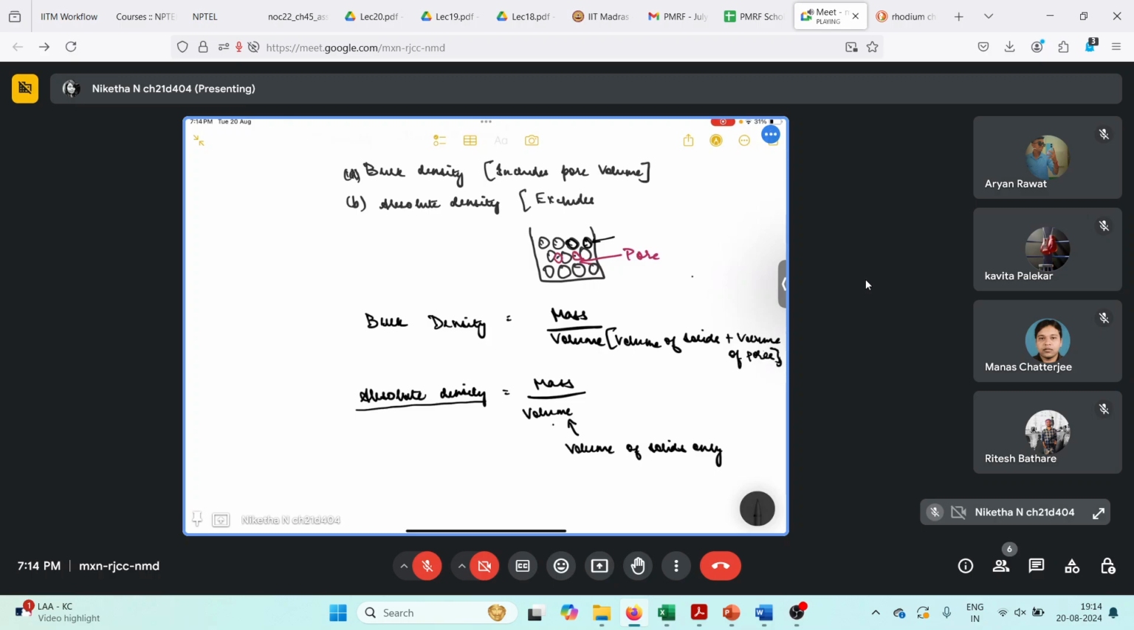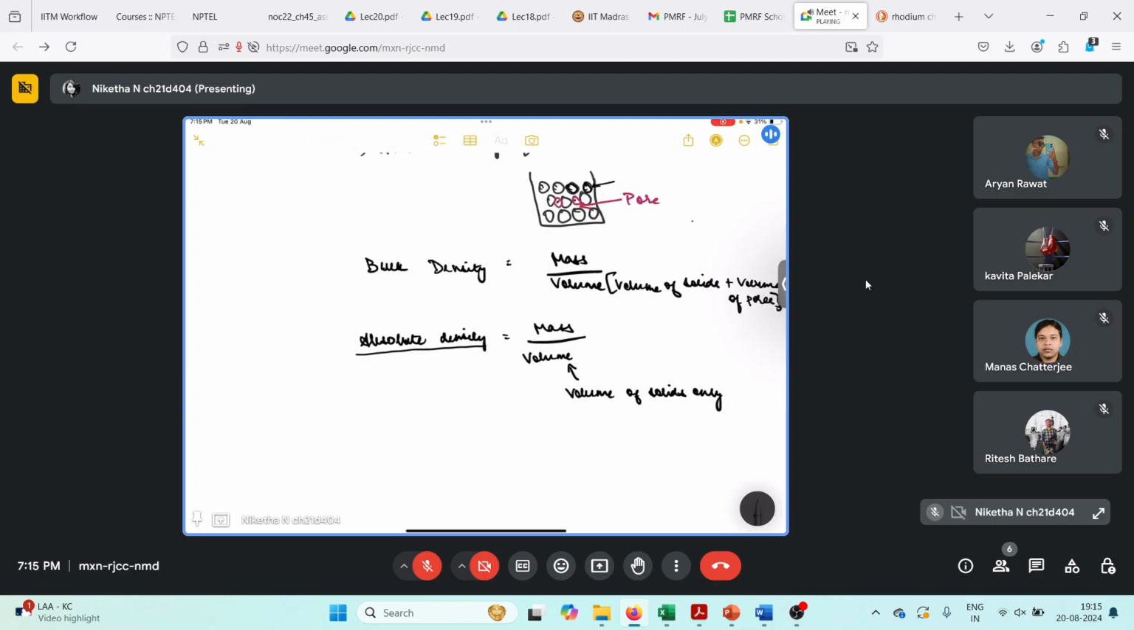Since your denominator is going to be slightly lesser when compared to that in bulk density, obviously the value of density that you are getting here in absolute terms will be higher. So the absolute density will be higher than the bulk density always, because the volume that you are considering is comparatively lesser. You are only considering the volume of the solids and excluding the volume of pores. So that's why the denominator will be less, and therefore the absolute density is going to be high.